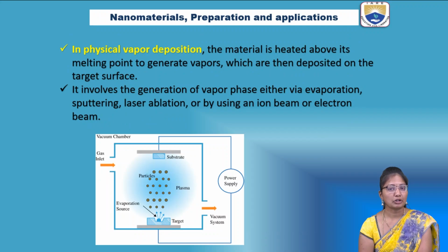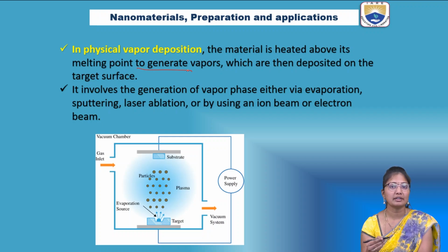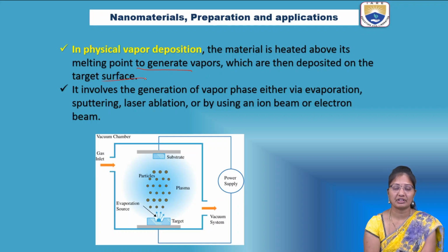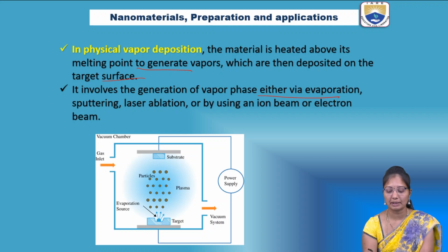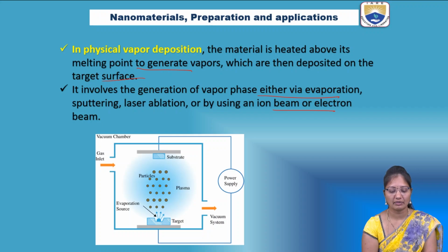The next method in the bottom-up approach is physical vapor deposition. The material is heated above its melting point to generate vapors, which are then deposited on the substrate or target surface. It involves the generation of vapor either via evaporation, sputtering, laser ablation, or using an ion beam or electron beam. Using these beams, the material is allowed to get evaporated. It may be by any process like sputtering, evaporation or laser ablation.